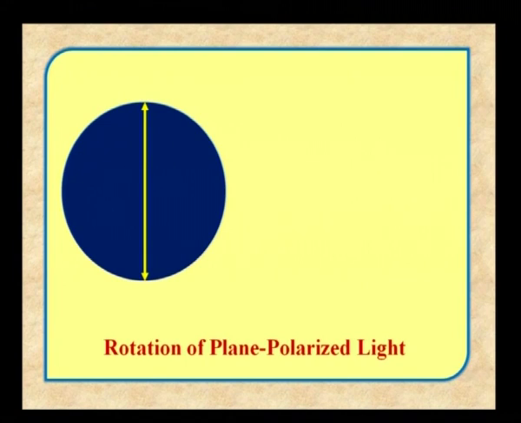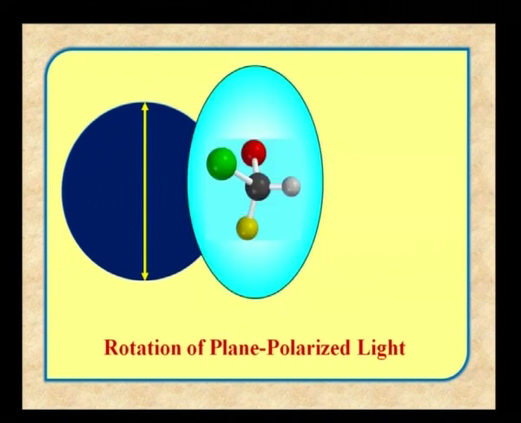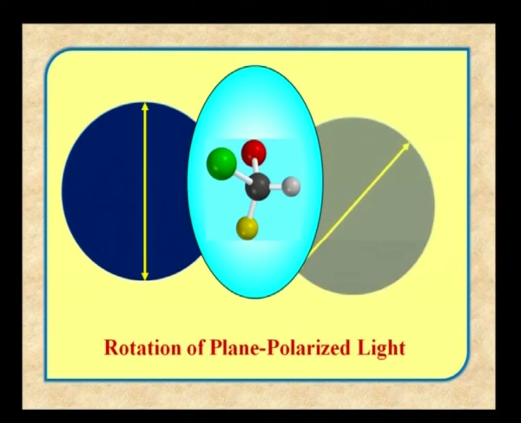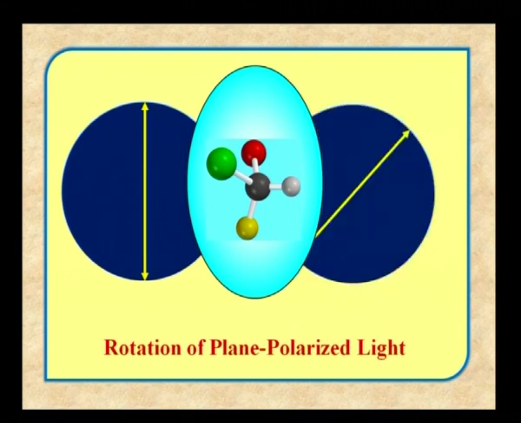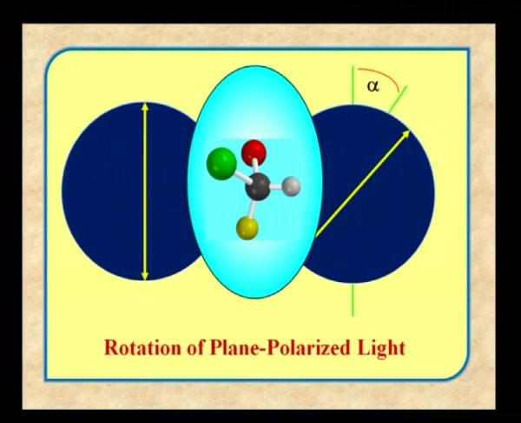If the plane polarized light is made to be incident on a polar molecule, then the plane of vibration is made to go through an angle alpha. This is the angle through which the plane polarized light undergoes rotation. When it is made to go through a saccharimeter or a polarimeter or some material, certain materials are capable of rotating the plane polarized light through an angle theta or alpha. This is called the rotation of plane polarized light.